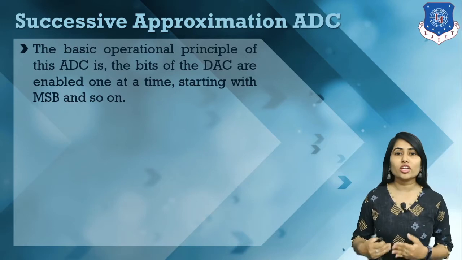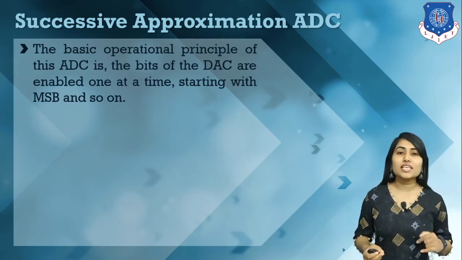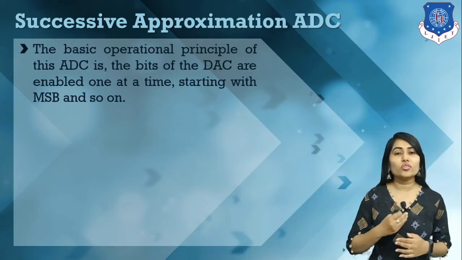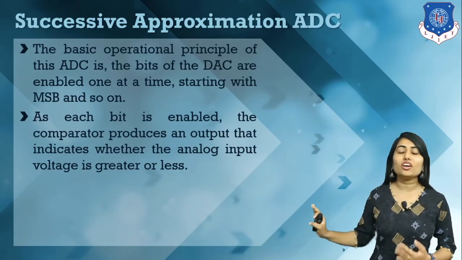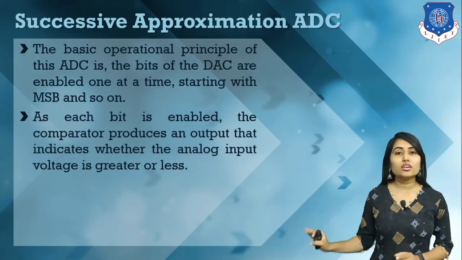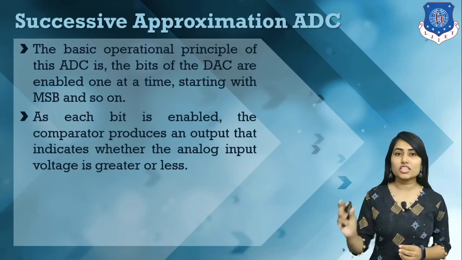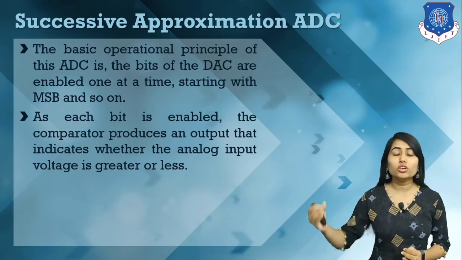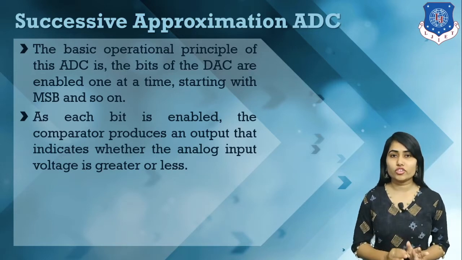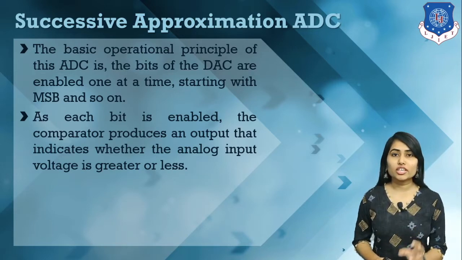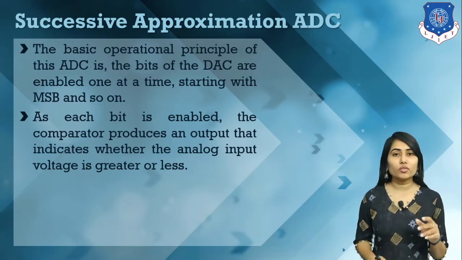This digital to analog converter converts the digital information into analog, and this analog information is compared with our input voltage. The analog input is our actual analog value, and the digital output of the control logic is converted again into analog, that is our reference voltage. This DAC output is compared with our input voltage.